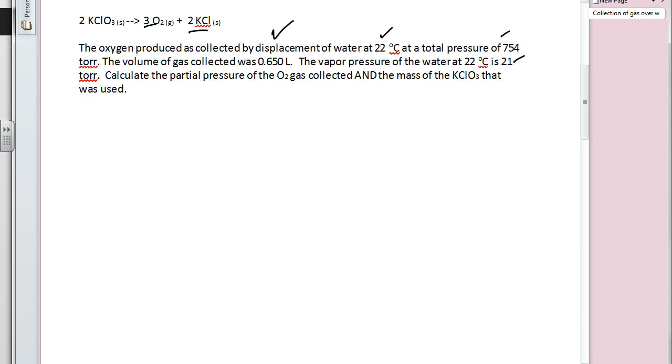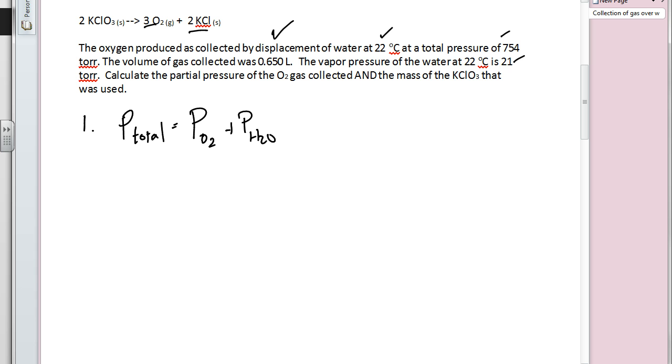Okay, we're being asked to calculate the partial pressure of the O2 and the mass of the KClO3 that was used. So first thing we're going to do is use Dalton's law of partial pressures to calculate the partial pressure of just the O2 gas. Remember, Dalton's law says the P total in a container is equal to the sum of the partial pressures of each gas present. So we're going to have the pressure of oxygen plus the pressure of water. Now we're given two of these three.